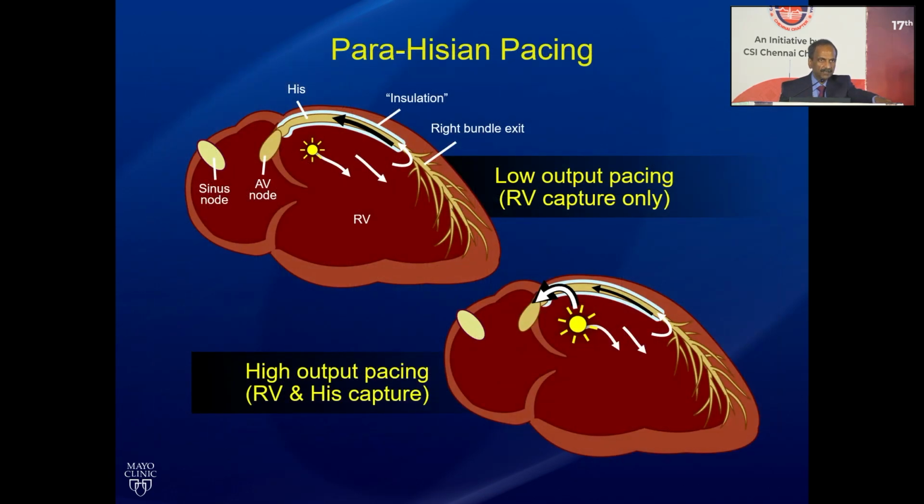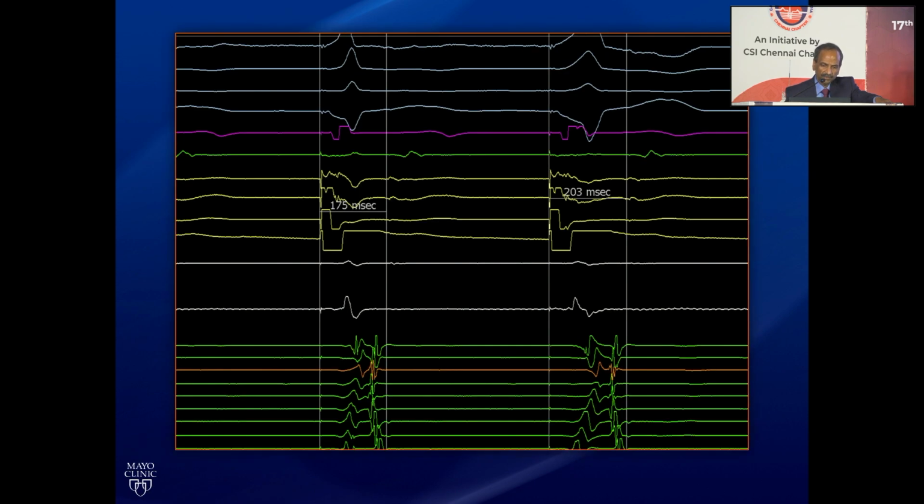Word about parahisian pacing. Everybody should do this maneuver as part of routine EP study to get practice and understand the nuances. Parahisian pacing is a method to diagnose activation sequence in the atrium. That means you will pace at high output and low output. At low output, you capture only ventricle. At high output, you capture the ventricle and engage the His as well. Then you look to see when you are capturing the His, QRS is narrow. When you are releasing the His, QRS is wide.